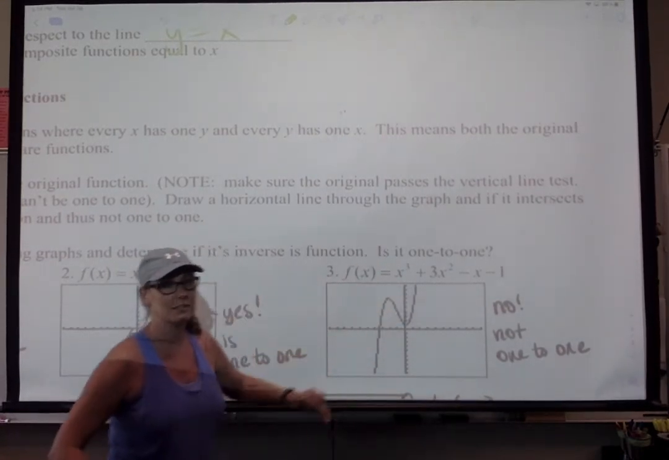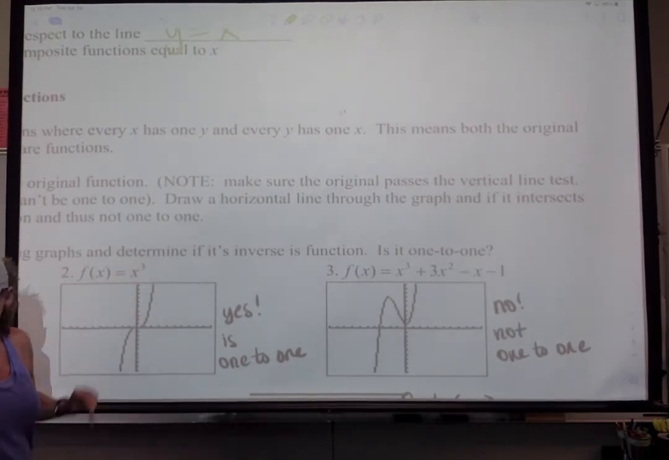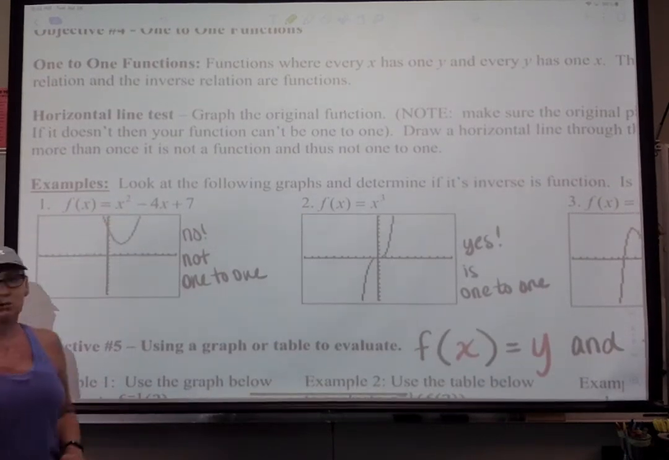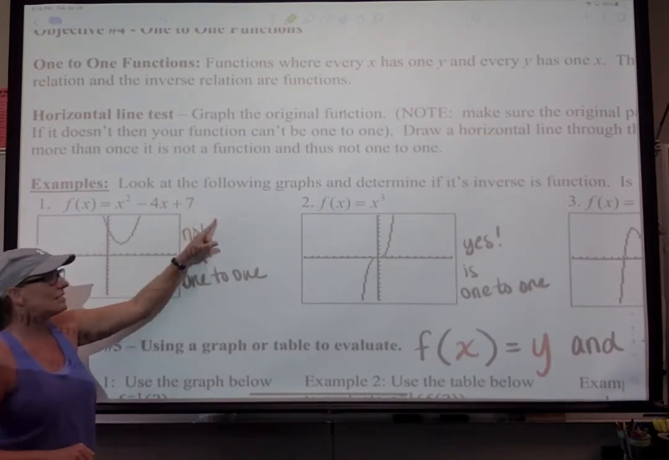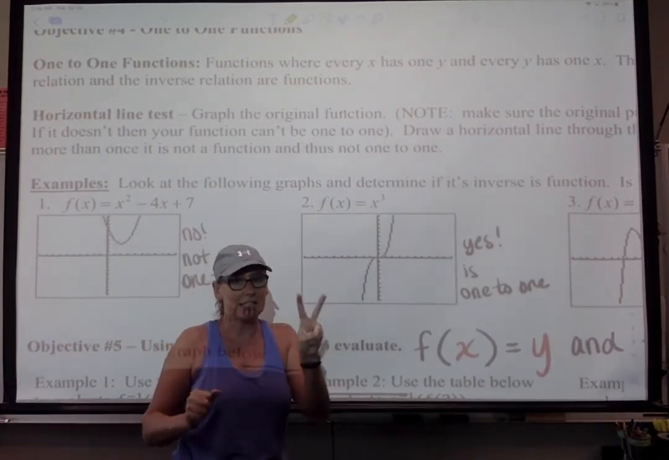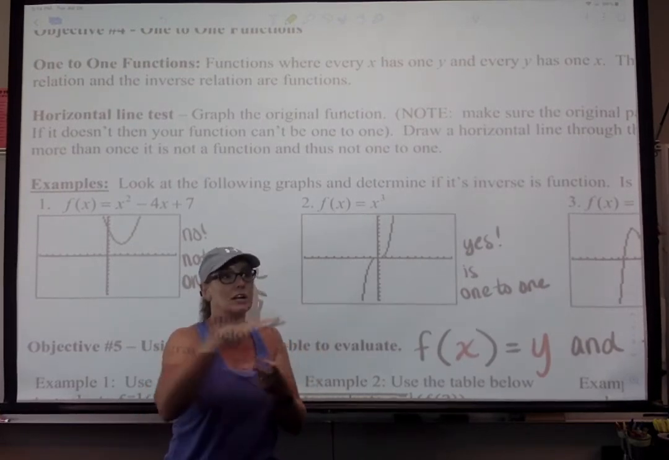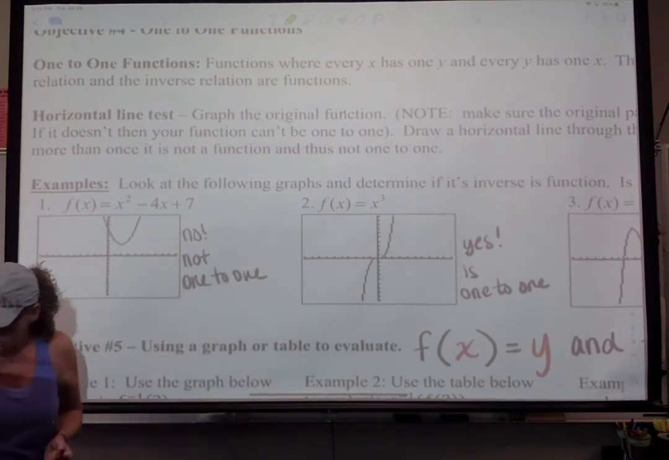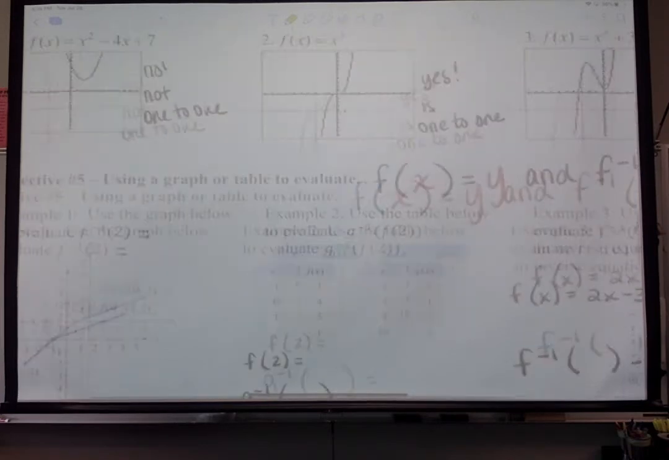Nope. Failed horizontal line test. Is this one one-to-one? Yeah. Pass the horizontal line test. Is this one one-to-one? Nope. Failed the horizontal line test. So a horizontal line test gets us the same result, but I can say it two different ways. Tells me if it's one-to-one, and it tells me if the inverse is a function. Okay, we are about to wrap this up, and this is where it gets fun.